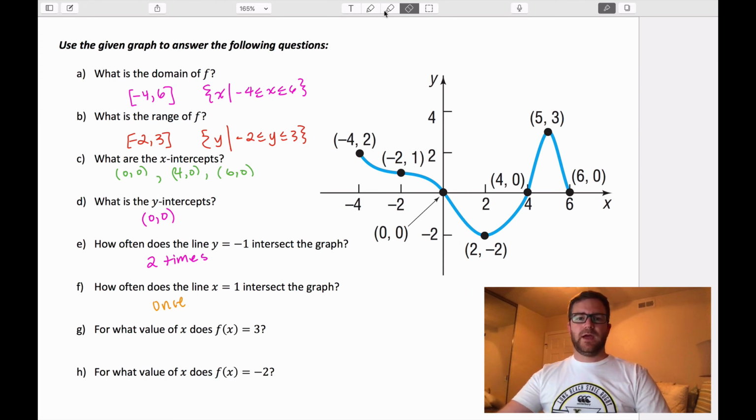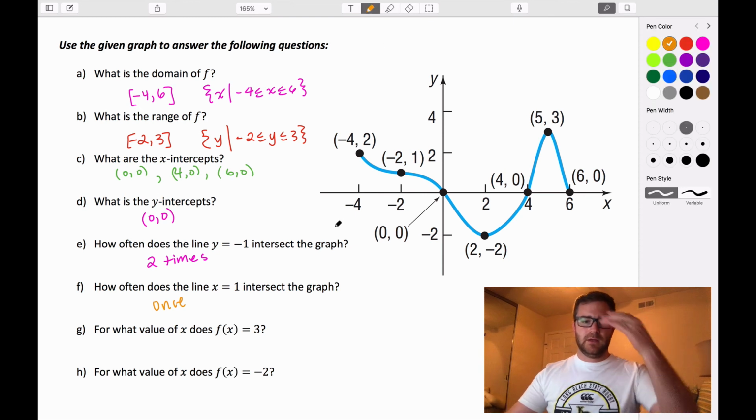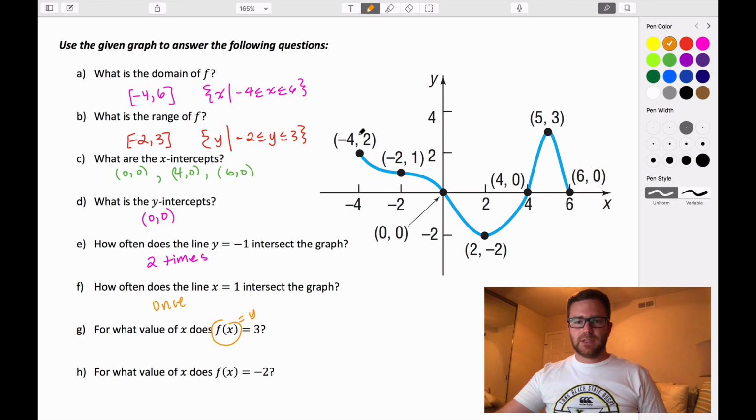And for what value of x does our function equal 3? Sorry, not -3, +3. So for what values of x does f(x) equal +3? That's really just saying for what values of x is y = 3. So we go to +3 on the y-axis, and we move across and look at where our graph equals 3. That happens only in one place, at this point right here, and the x value that makes that true is 5. So when x = 5, the y value is 3.